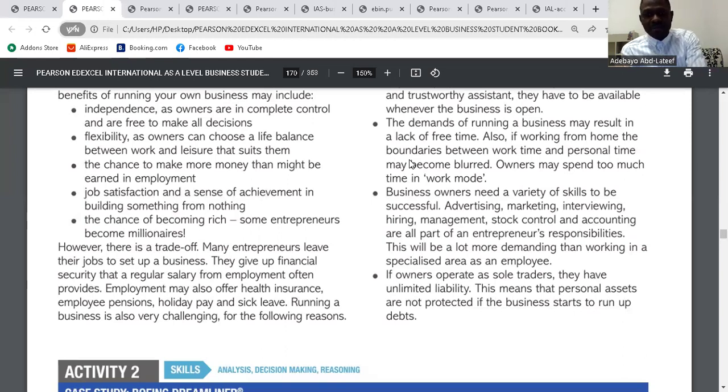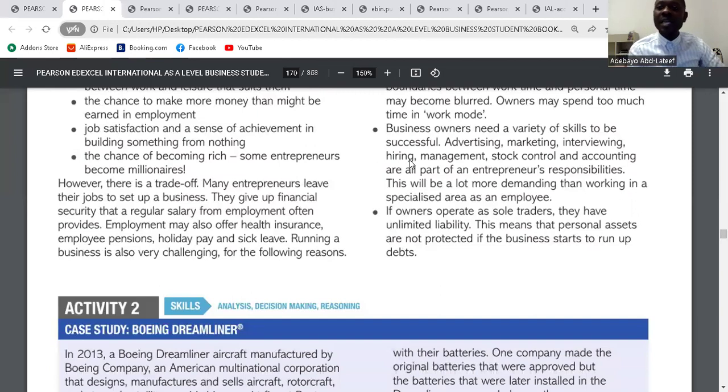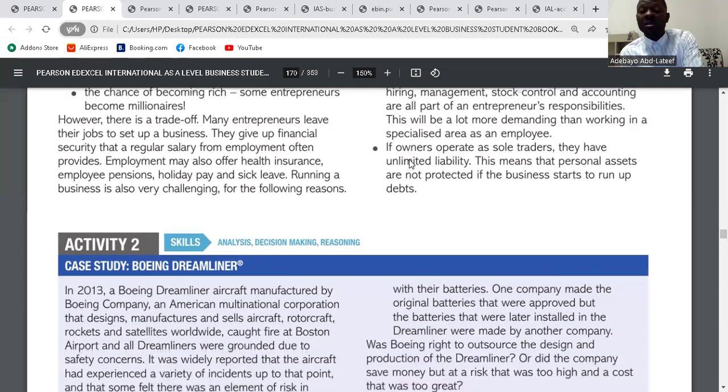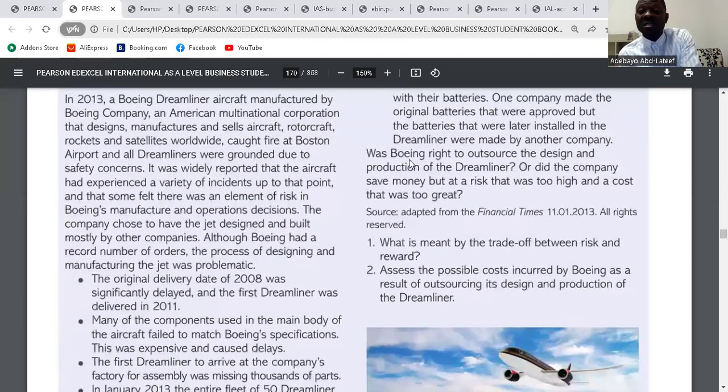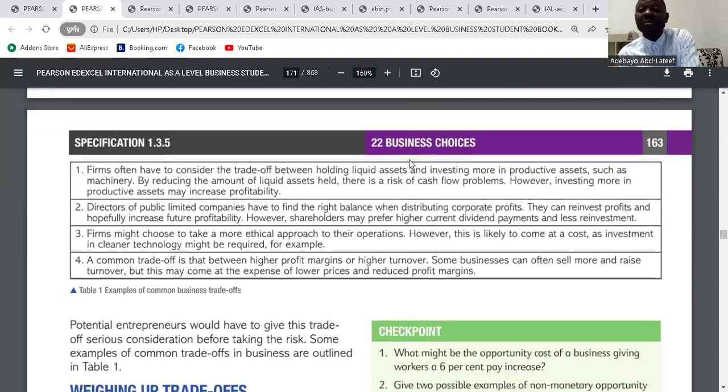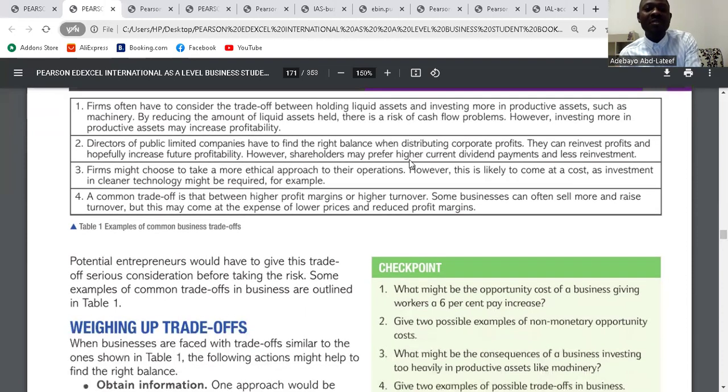The fourth one, if owners operate as sole traders, they have unlimited liability. This means their personal assets are not protected if the business runs into debts. So if it's a small business and you are the owner, whatever happens to the business can affect your personal property or assets. Is it clear? Potential entrepreneurs would have to give these trade-offs serious consideration.